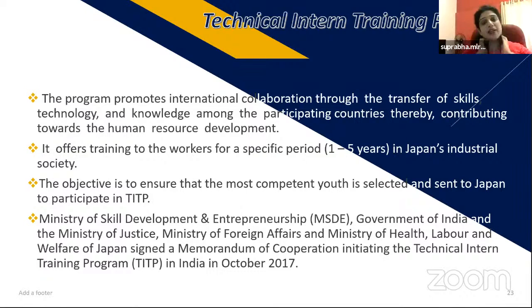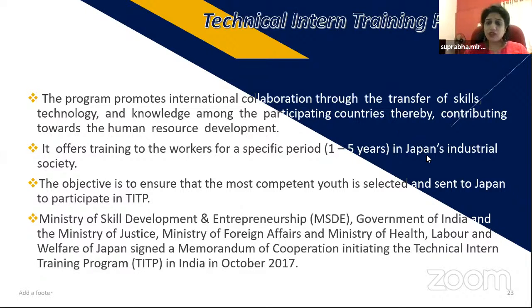The participating countries are India and Japan. So what they have done is they have come to an understanding that from India, candidates will be sent to Japan to be trained in technology. Similarly, from Japan, candidates will come to India to be trained in Indian technology. Yes. So this training period goes from 1 year to 5 years in Japan's industrial society.